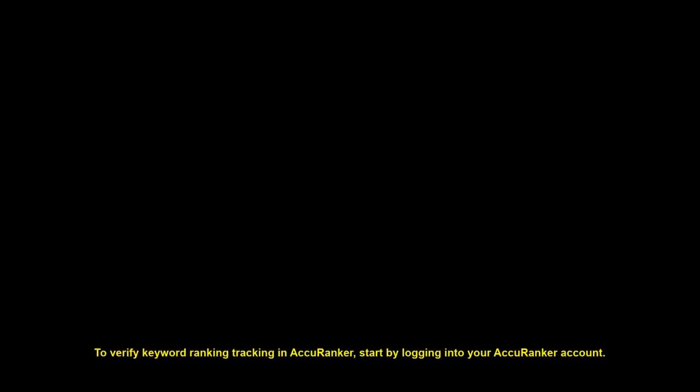To verify keyword ranking tracking in AccuRanker, start by logging into your AccuRanker account. Navigate to the dashboard where all your projects are displayed. Select the project for which you want to verify keyword rankings. Once the project opens, look for the keyword list on the screen.